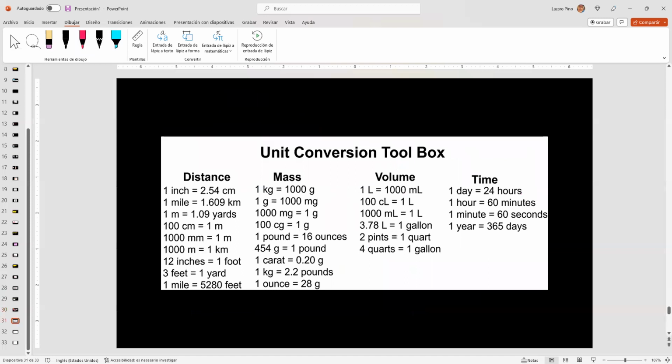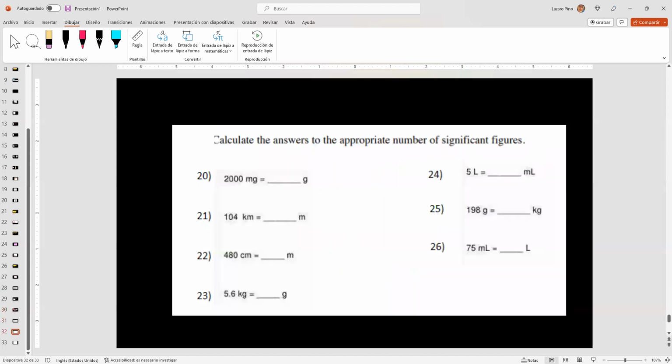Here you have a group of unit conversions that you can use in different conversions like this one that you will do. Stop the video and answer the questions from 20 to 26. Remember to report the correct number of significant figures in your answer.